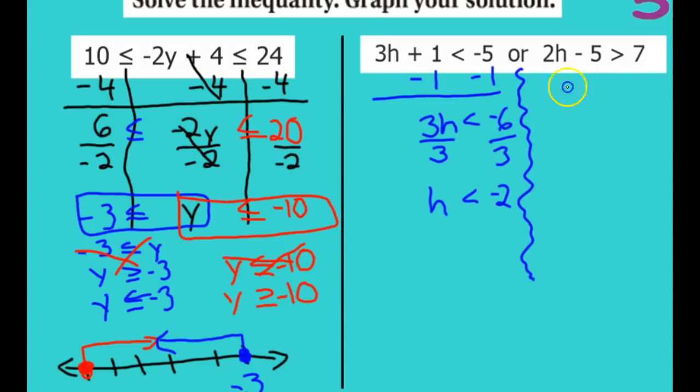Over here, we need to add 5. And add 5 here. Those will cancel out. We get 2h is greater than 7 plus 5, which is 12, divided by 2, divided by 2. H is now greater than 6. To graph this on our number line, we got to make a number line.